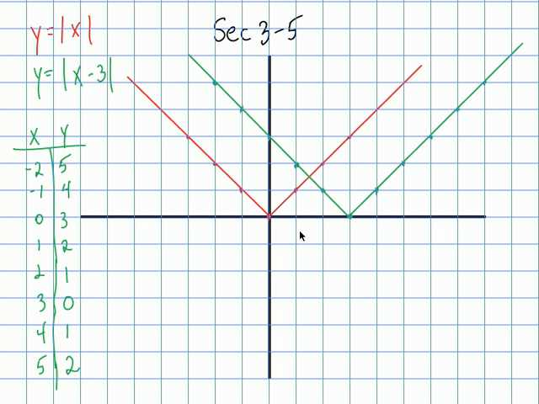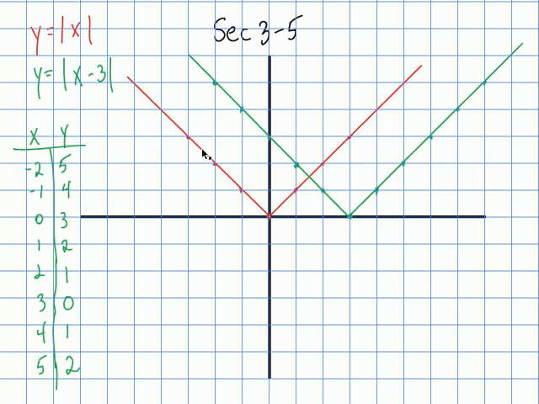They almost look identical, don't they? The green one and the red one. Would you agree? Yeah, they look the same shape, don't they? They're just as wide. But what's the only thing that's different about the green one compared to the regular, normal red one? Just moved on the x-axis, didn't it? Okay, it just shifted over.